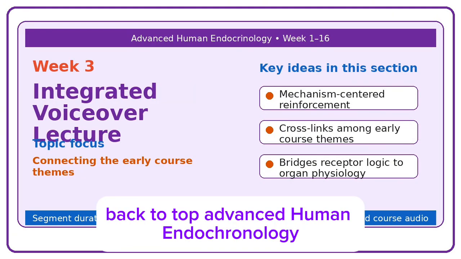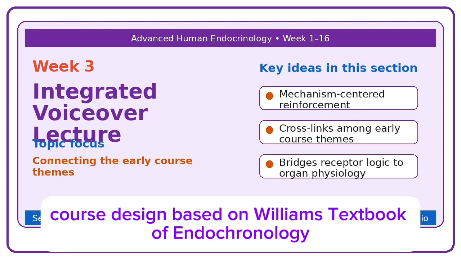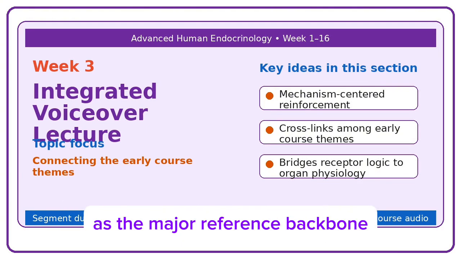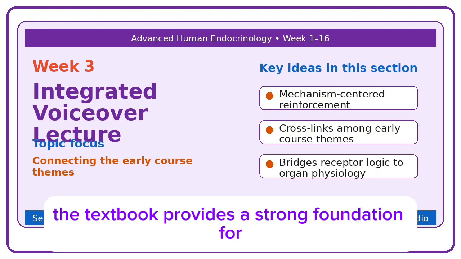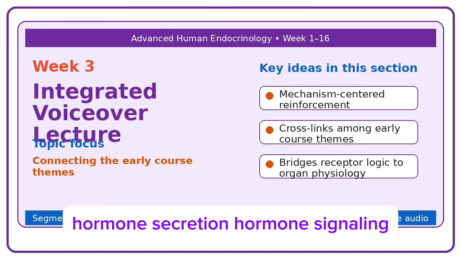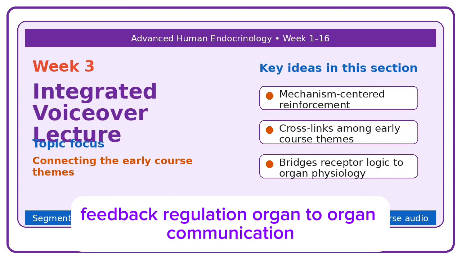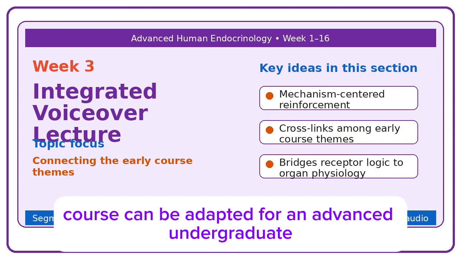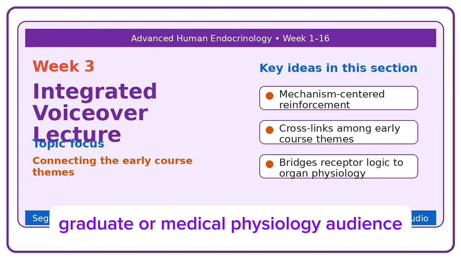Advanced Human Endocrinology Course Design, based on Williams' Textbook of Endocrinology. Introduction. This course is designed using Williams' Textbook of Endocrinology as the major reference backbone. The textbook provides a strong foundation for understanding hormone synthesis, hormone secretion, hormone signaling, feedback regulation, organ-to-organ communication, and endocrine disease mechanisms. The course can be adapted for an advanced undergraduate, graduate, or medical physiology audience.